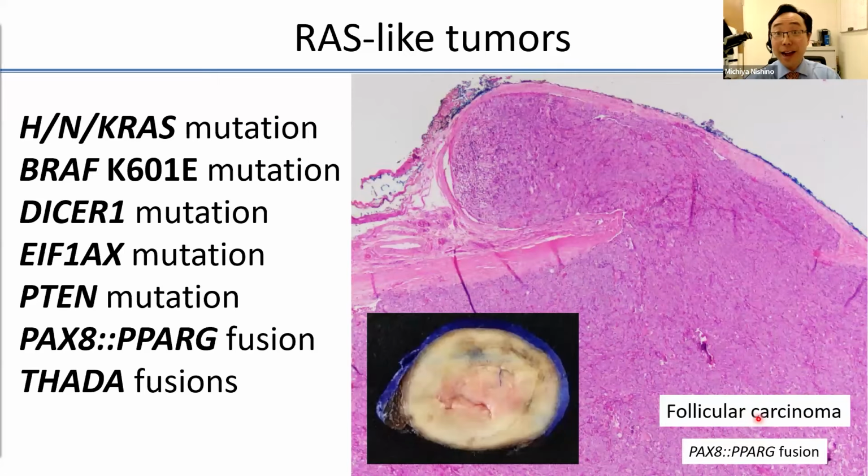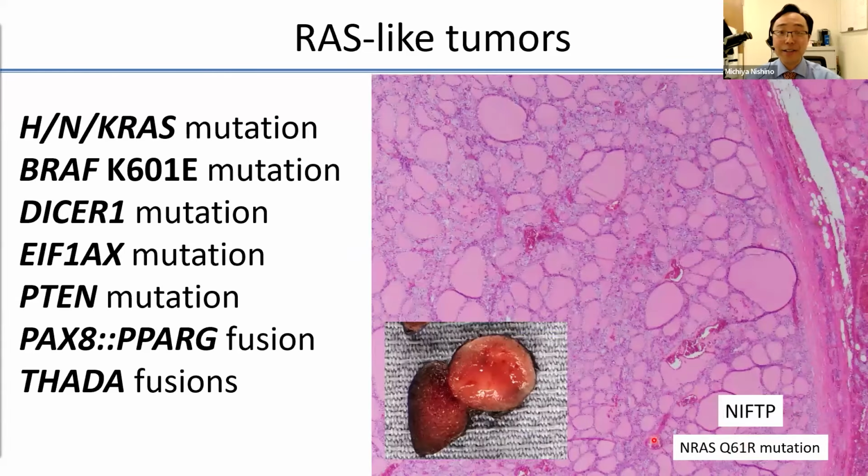Here's yet another RAS-like tumor, this one with a PAX8 PPAR gamma fusion. Also grossly well demarcated, but microscopically showed this hook-like or mushroom-like invasion of tumor through the tumor capsule, diagnostic of follicular carcinoma. And here's yet another RAS-like tumor, also grossly well demarcated, thinly encapsulated.